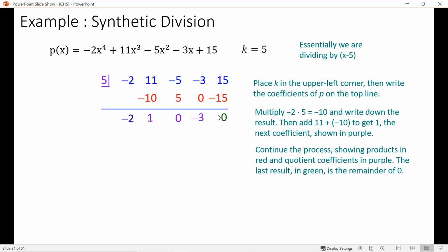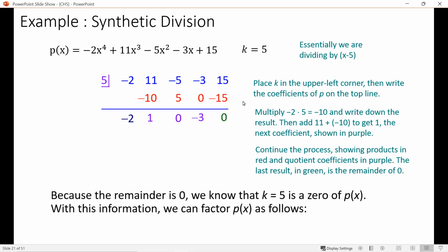By getting a 0 here, that tells us that we have no remainder and that x minus 5 is a factor of our p of x. Knowing that that's a factor of our p of x, we can factor p of x as x minus 5 times this polynomial here, the polynomial we got from the coefficients that were remaining.